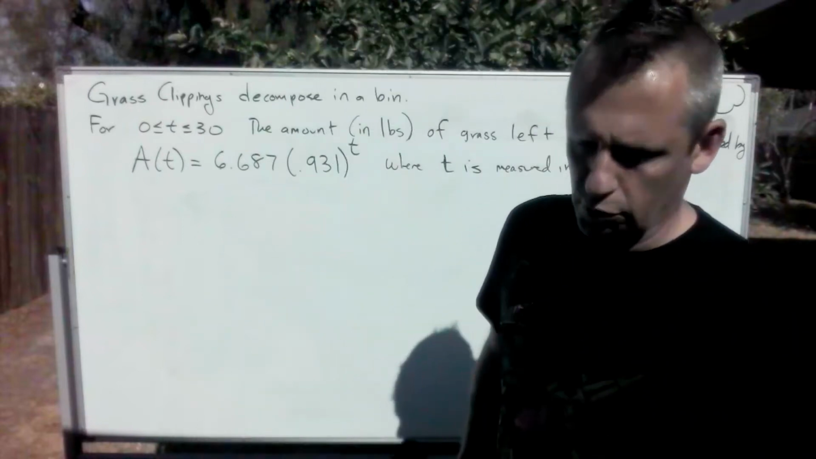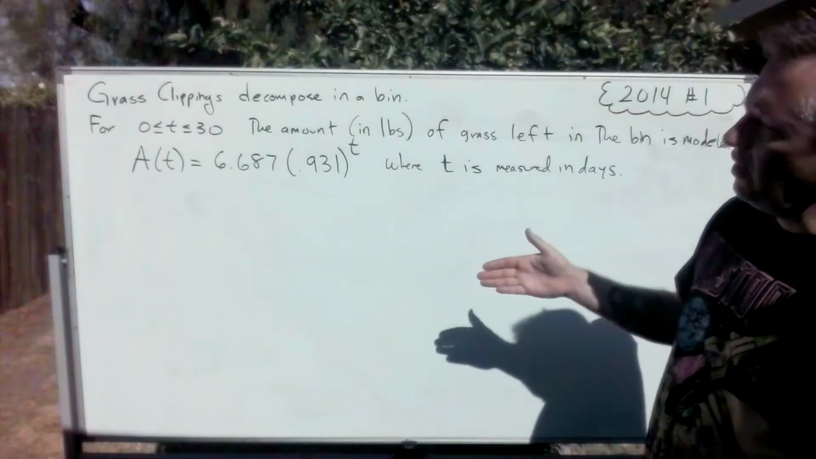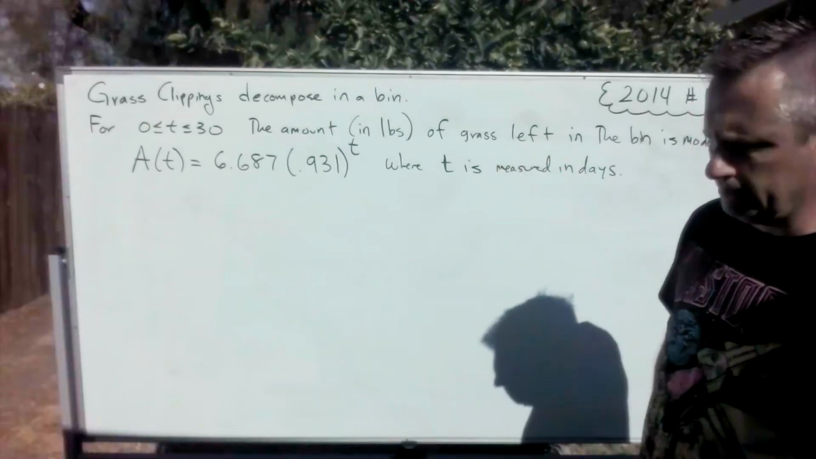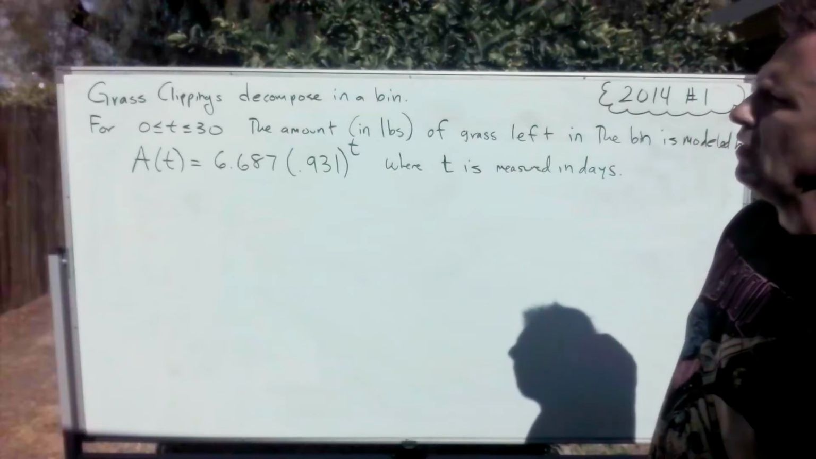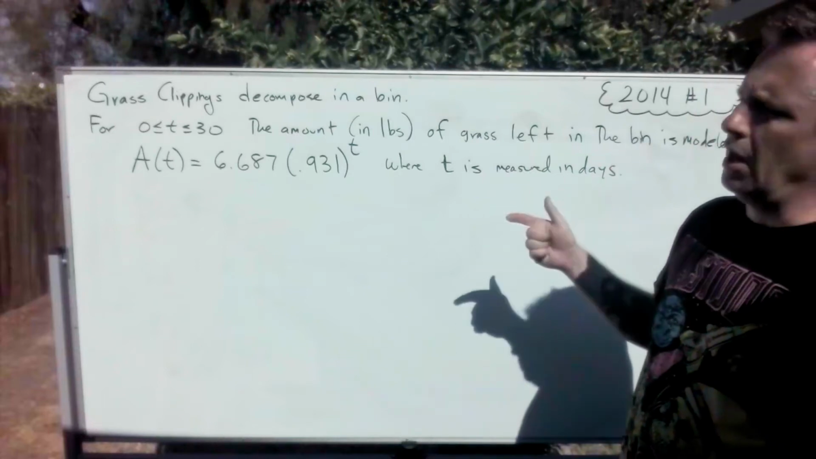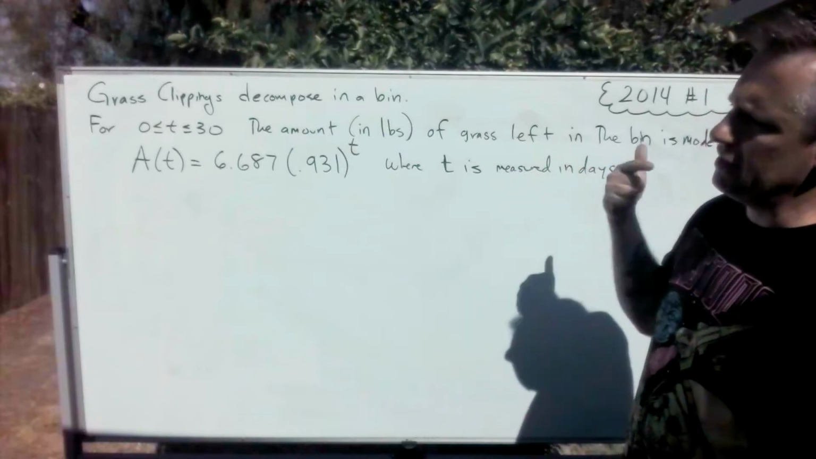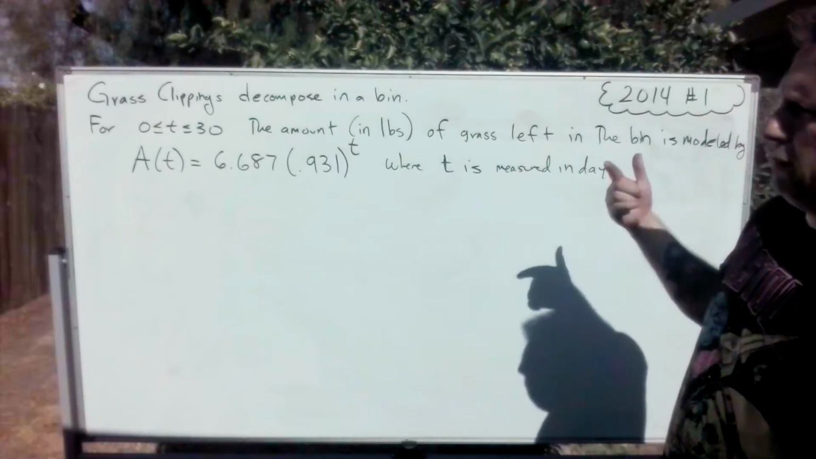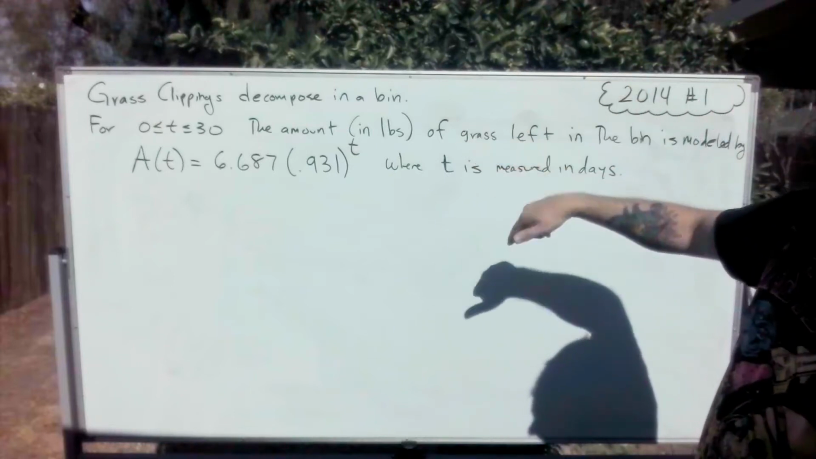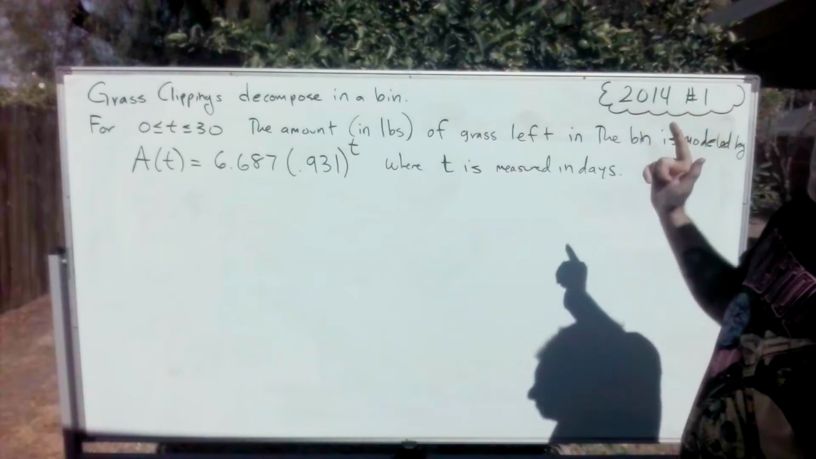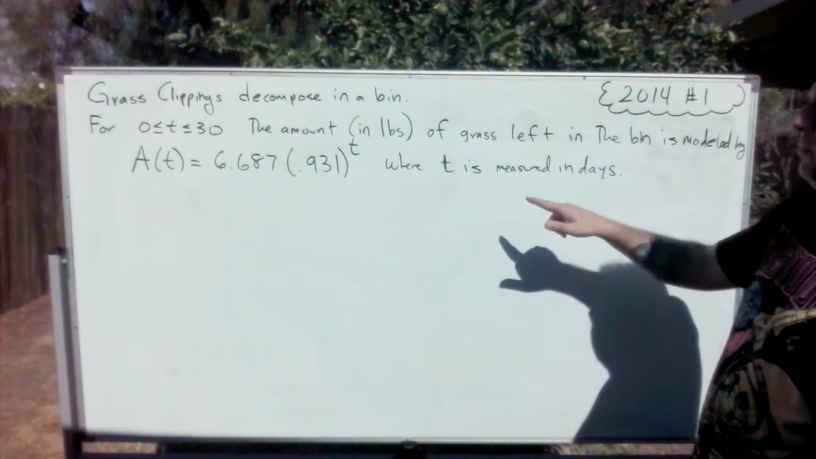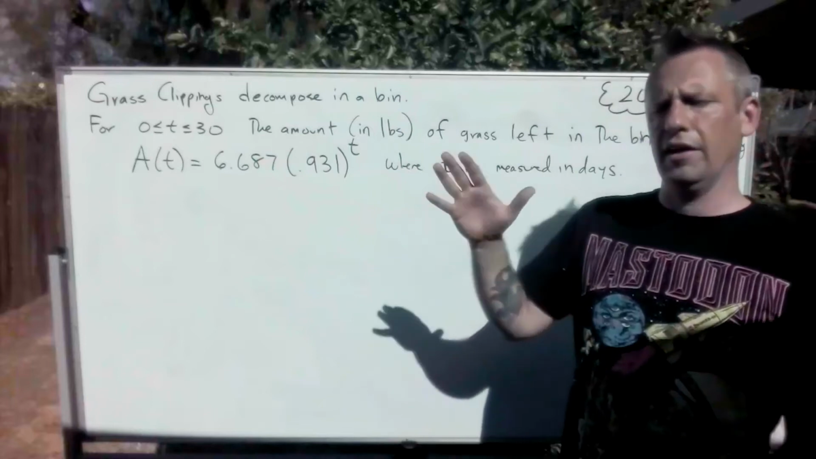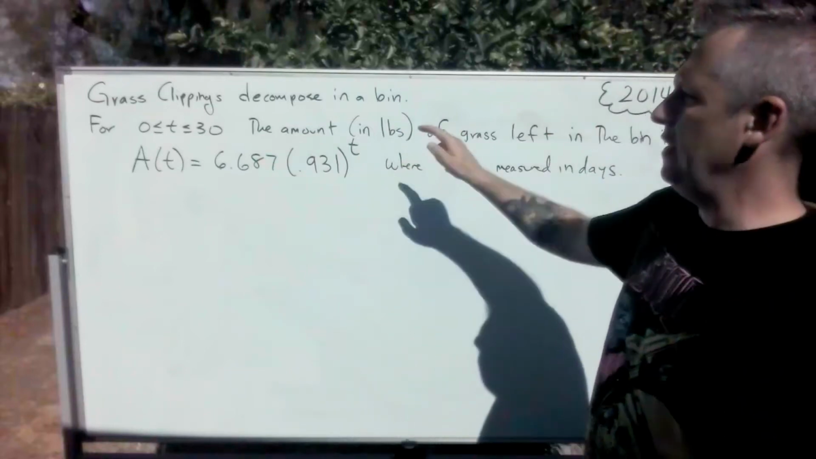This is a very applied question. Grass clippings are being placed into a bin where they decompose over time, sort of like mulch. They become mulch over time. We've got a function that helps us model the amount of grass that's left in the bin after a certain number of days. This function is a function of time, and it tells us the amount of grass in the bin at any moment we could be interested in. T is our variable here, and it's measured in days.